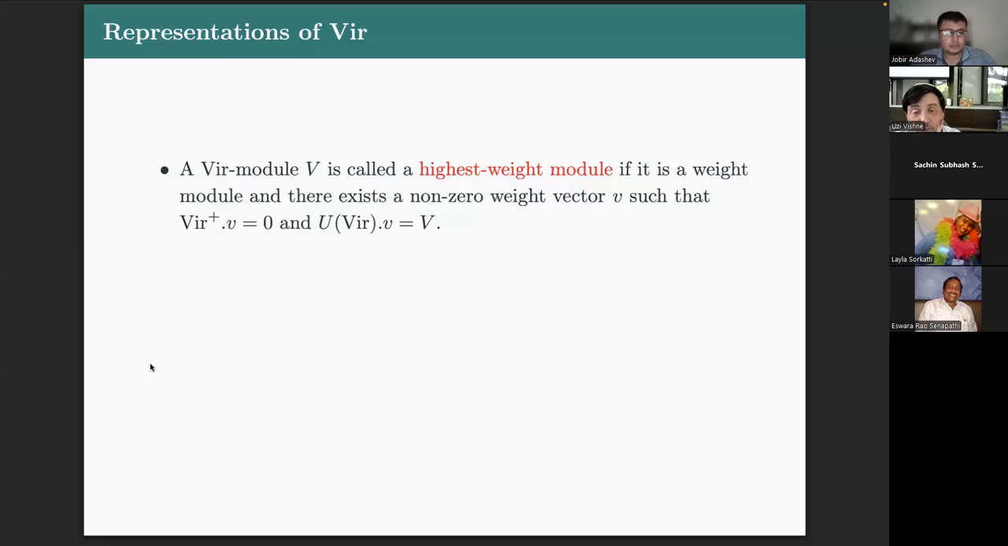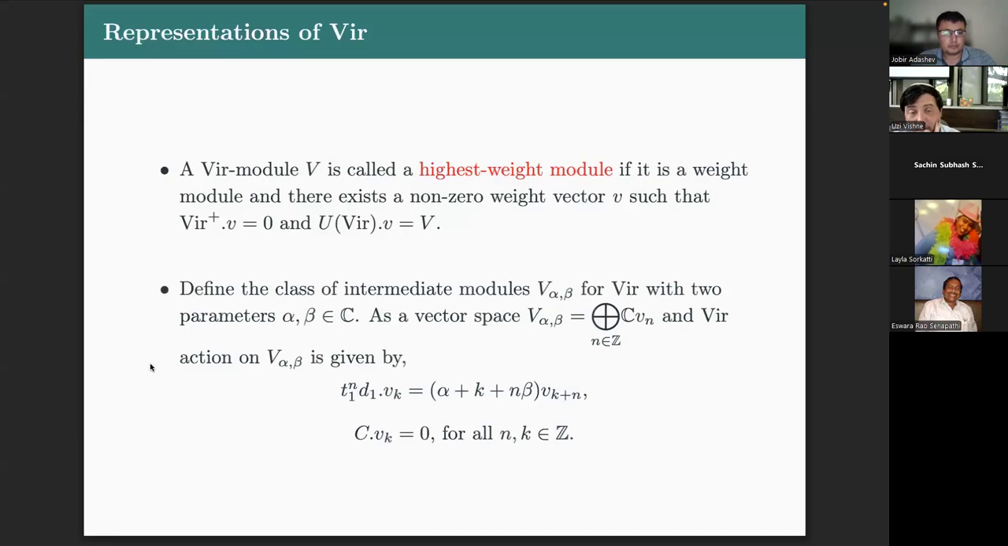So let me define the class of uniformly bounded modules for Vir. For parameters alpha and beta, which are complex constants, you define V alpha beta as a sum of infinitely many vectors, and you define the action of your Virasoro algebra precisely by the displayed equations. The relevance of alpha and beta is in the equations, and the nth generator shifts degree, taking Vk to Vk plus n. More precisely, note that the center acts trivially.